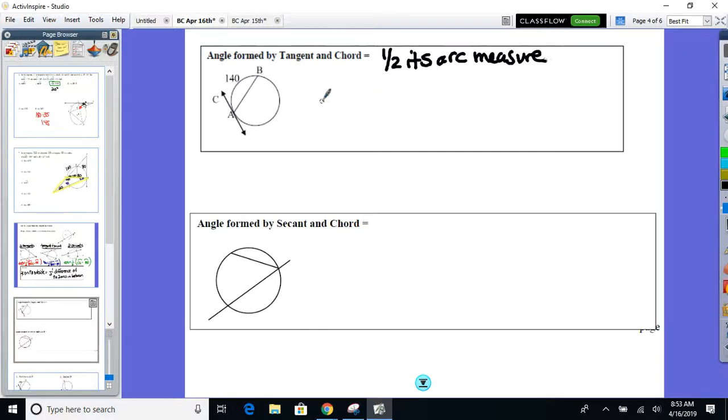So in this case, if I wanted to find angle CAB, how are you going to tell me to find angle CAB? One half of its arc, which is 140, so that's 70 degrees. And there's one more combination to discuss. Chord and secant.